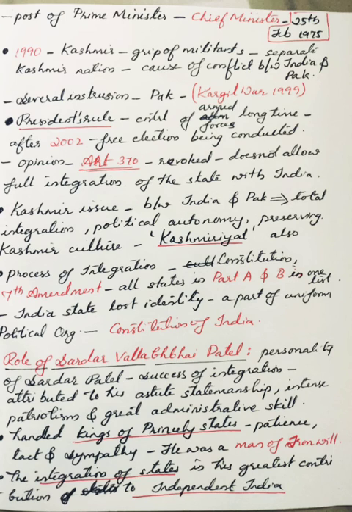The biggest individual factor in the above spectacular event was the personality of Sardar Patel. You all know that the Patel scheme belongs to Sardar Patel. The success of integration of the states is attributed to his astute statesmanship, intense patriotism, and great administrative skill. He handled the kings of princely states with patience, tact, and sympathy. He was a man of iron will. The integration of states is his great contribution to Indian independence.